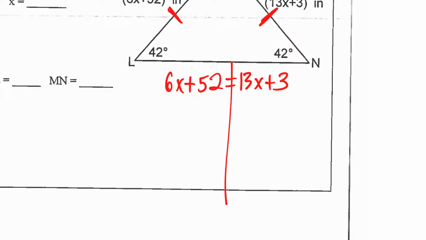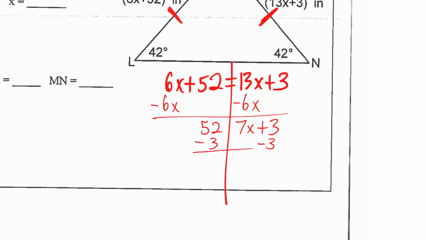Okay, so what's my first step here? Subtract 6x. Get those x's together. So take 6x away from both sides. Okay, so that leaves 52 here. That leaves 7x plus 3 here. Subtract 3 from both sides. That leaves 49 here, 7x here. Divide by 7. And x equals what? x equals 7.